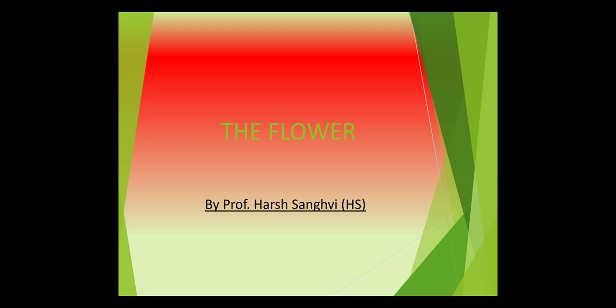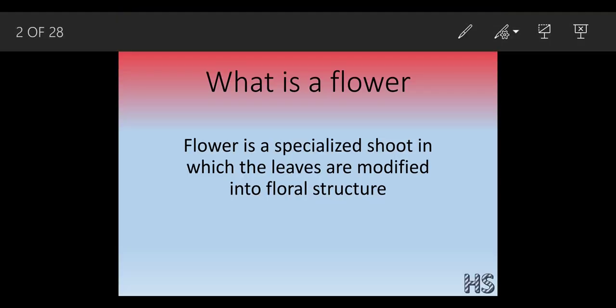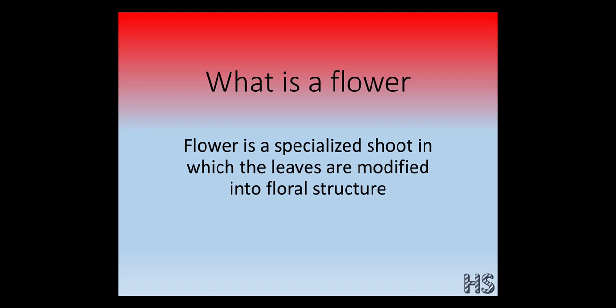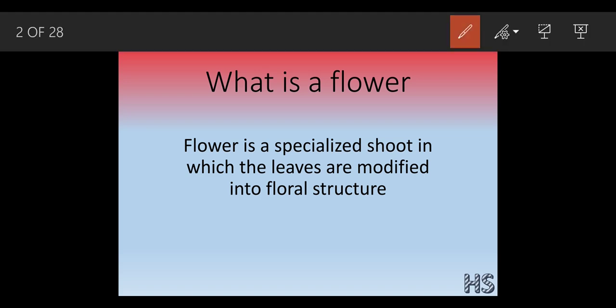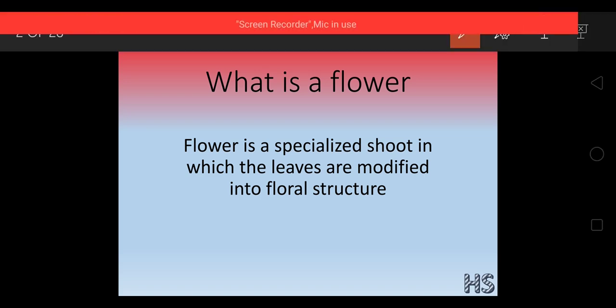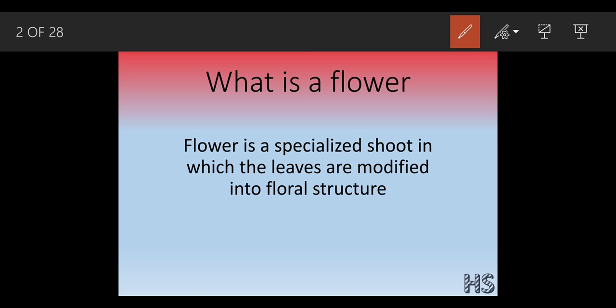So let's start. What do you mean by a flower? Let's define it. A flower is a specialized shoot in which the leaves are modified into floral structure. Flower is a specialized shoot. What do you mean by this word, specialized shoot?